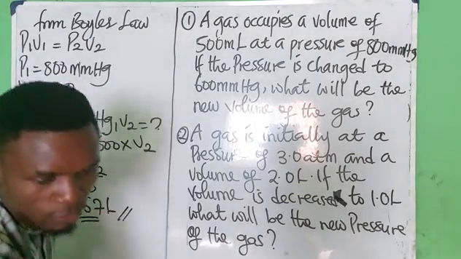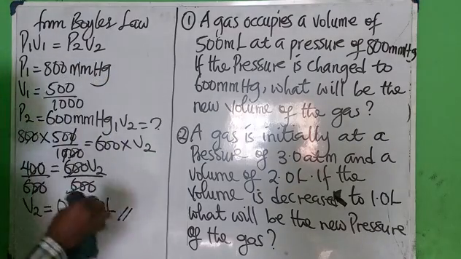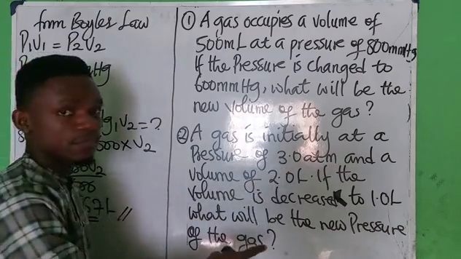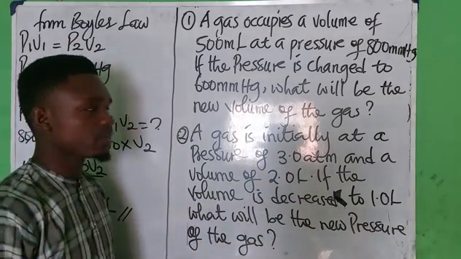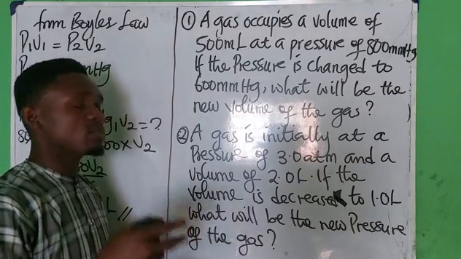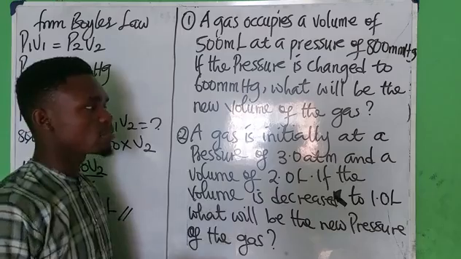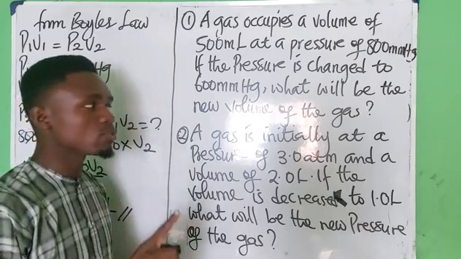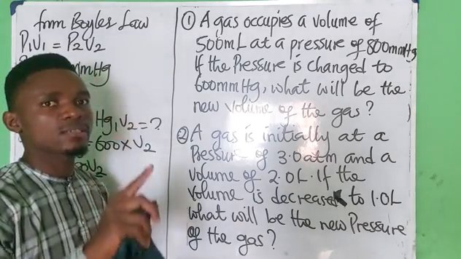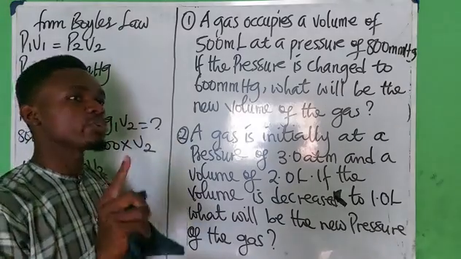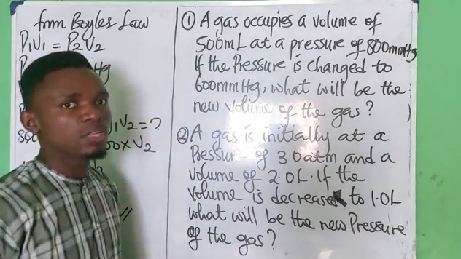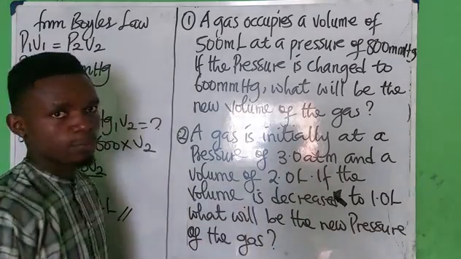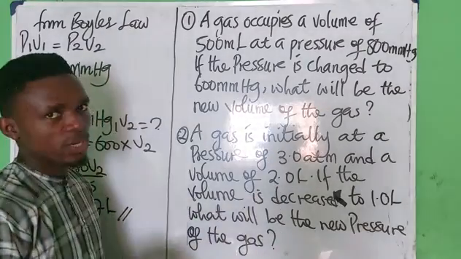So let's solve question 2. A gas is initially at a pressure of 3 atmosphere. ATM stands for atmosphere. I told us that pressure has several units: Pascal, atmosphere, millimeter mercury, and torr. I told that 1 atmosphere is equal to 760 torr. 1 atmosphere is also equal to 760 millimeter mercury. So they use atmosphere as pressure. And the volume was given in liters, so we can just solve.